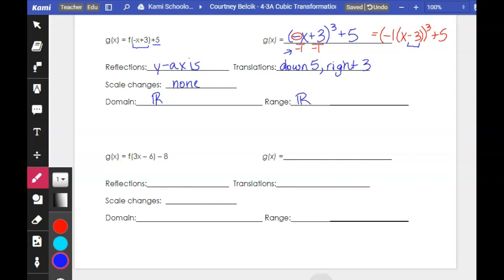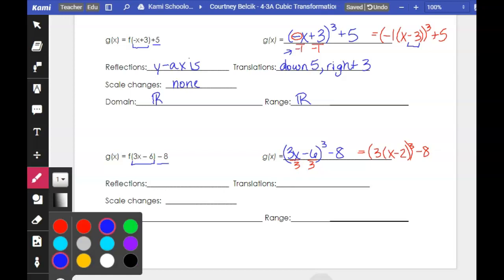And finally, our last problem today, what's inside parentheses gets cubed. What's outside gets added onto the outside. I don't want the 3 and the x together. The 3 has to be separated, so I have to divide by 3. That means the 3 comes out. I have x minus 2, because 6 divided by 3 is 2 cubed. And then minus 8.